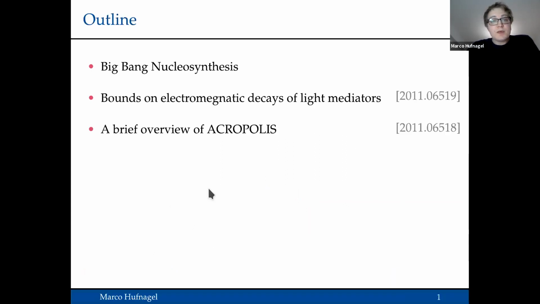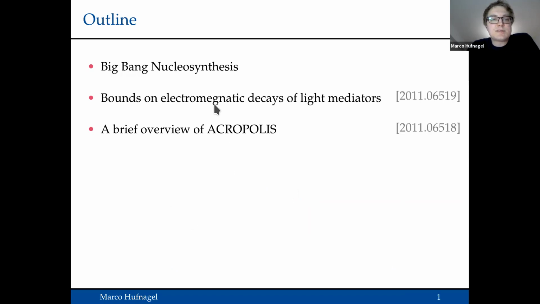So in order for you to know what to expect, let's start with a rough outline. First of all, I'm going to give an overview and an introduction to Big Bang nucleosynthesis. To make sure that everyone is on the same page, I'm going to tell you what BBN is, what actually happens, and how these events can be used to constrain different BSM physics scenarios.